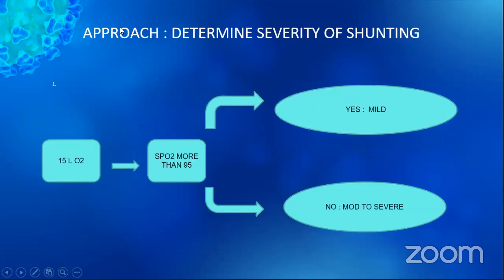So he gave a way to approach the patients. What he did, he gave 15 liters of oxygen to all the patients who come to the ER and determined the severity of the shunting. On 15 liters of oxygen, he noted if saturation is more than 95%, then he considered it mild. And if by 15 liters of oxygen saturation is not reaching more than 95, he considered it moderate to severe.